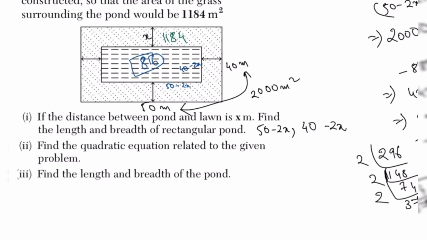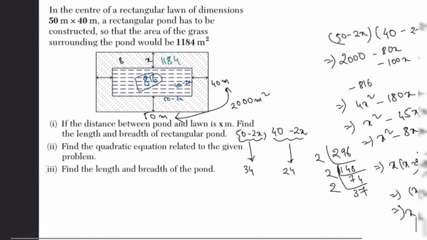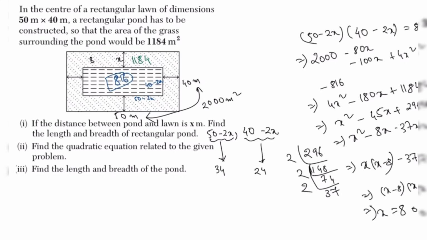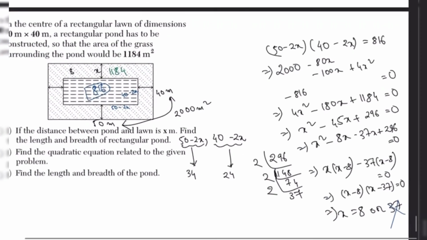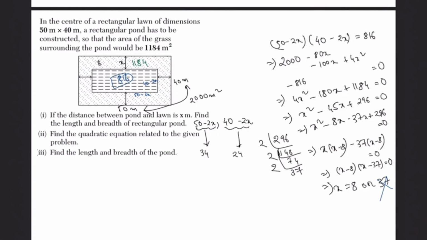That's the only way this is gonna work. So let's write it. It is 8. So 50 minus 2 times 8. This is the length. So 50 minus 16 is 34. And 40 minus 16 is 24. Right. 720 and 96. Correct. So you can see that the area of the pond is actually 816. So, well, there it is. So 34 meters and 24 meters. We should write that probably.